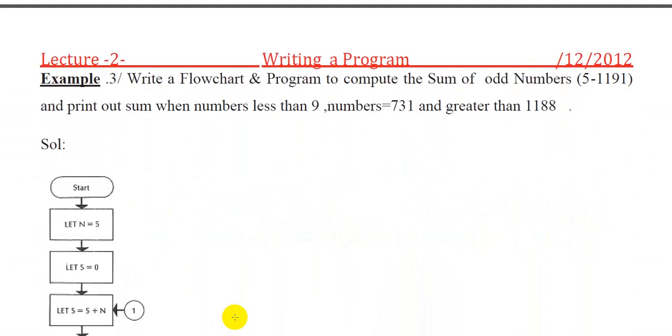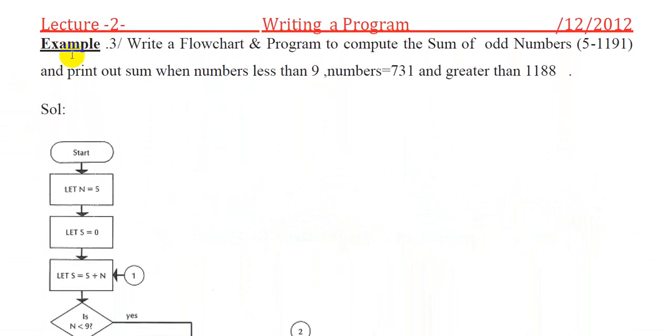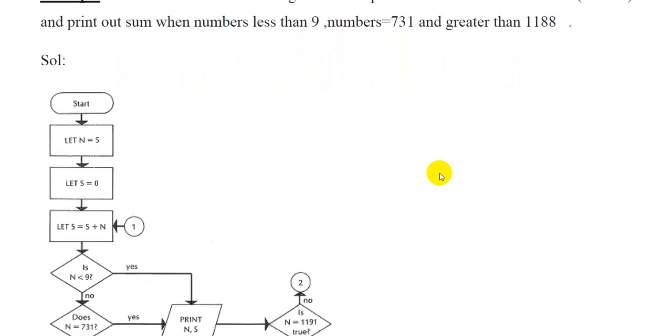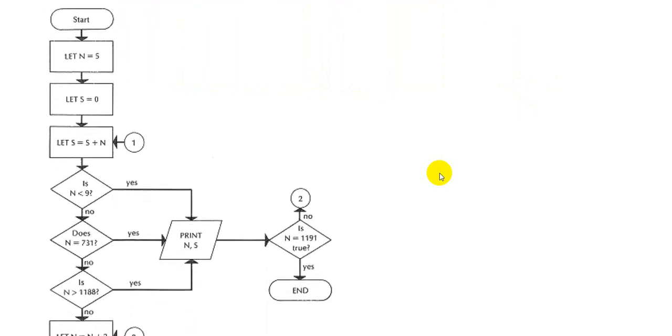Example 3. Write flowcharts and programs to compute the sum from 5 to 1191 exactly, and print out the sum where the amounts are less than 9, the amounts bigger than 9, the amounts 1731 and greater than 1188.